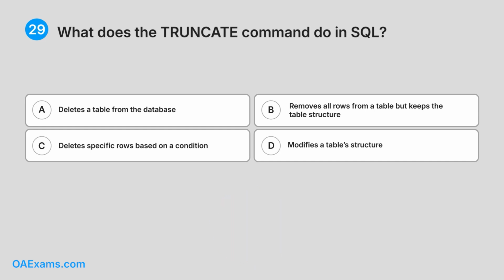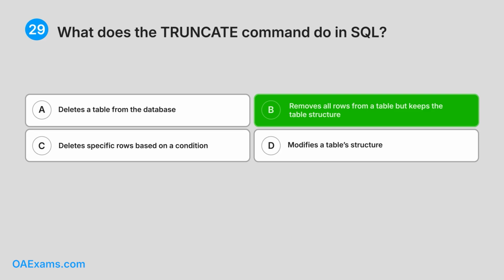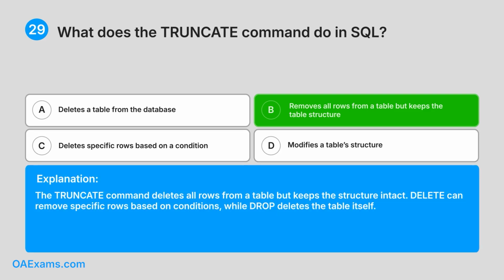Correct answer. B. Removes all rows from a table but keeps the table structure. Explanation. The truncate command deletes all rows from a table but keeps the structure intact. Delete can remove specific rows based on conditions, while drop deletes the table itself.